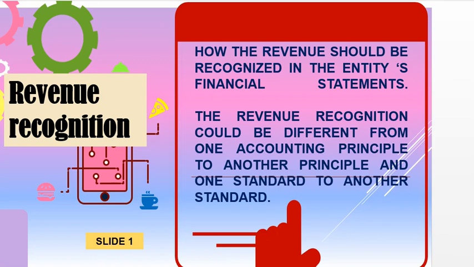Revenue recognition. The revenue recognition principle is the concept of how the revenue should be recognized in the entity's financial statements. The revenue recognition could be different from one accounting principle to another principle and one standard to another standard. For example, based on a cash basis or cash accounting principle, revenue is recognized in the financial statements at the time cash is received. However, under accrual accounting principles, the revenue is recognized when the transaction has occurred.